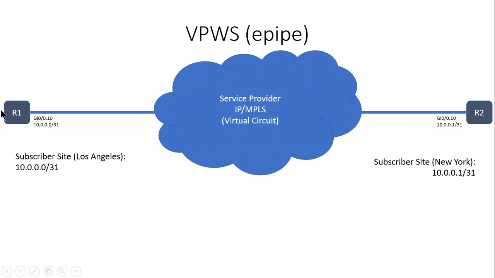So the only networks that these routers are going to be familiar with is this /31 network. They aren't going to be aware of the service provider in between connecting their site in Los Angeles to their site in New York. From these two routers' perspectives, they're in the same rack with a Cat5 cable running between them.